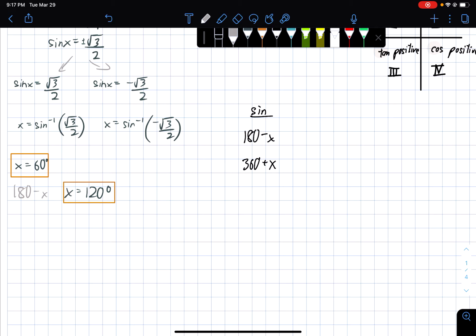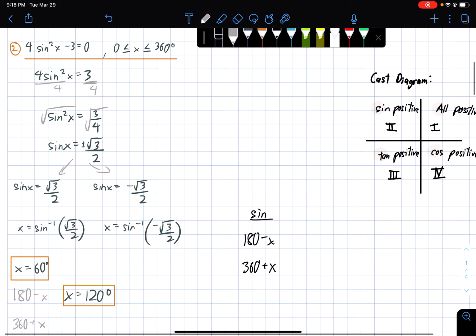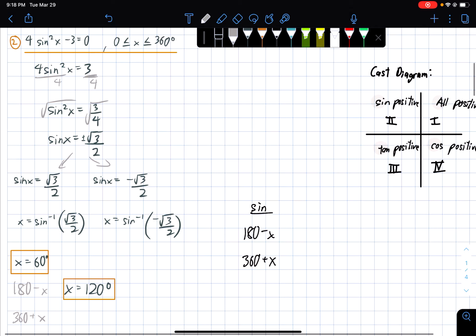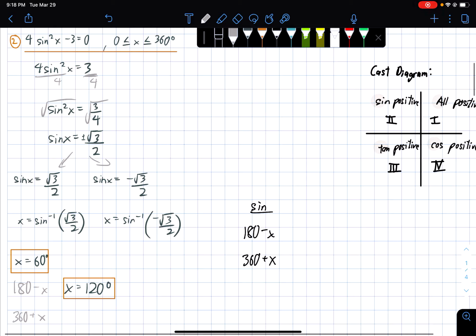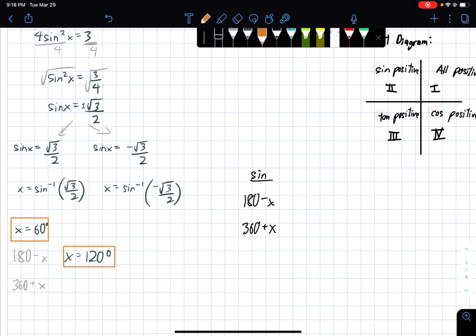And for 360 plus x, so 360 plus 60, it's already beyond the specification. So again, it says here that the answer should only be falling between 0 to 360. Any number beyond it or below it would be considered not a solution. If I'm not mistaken, those answers are what we call extraneous solutions. Hopefully I did not get that wrong. So technically this is considered wrong.